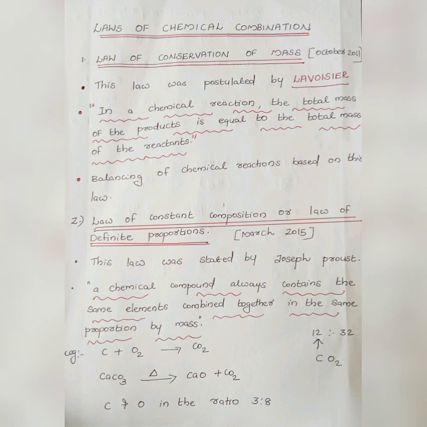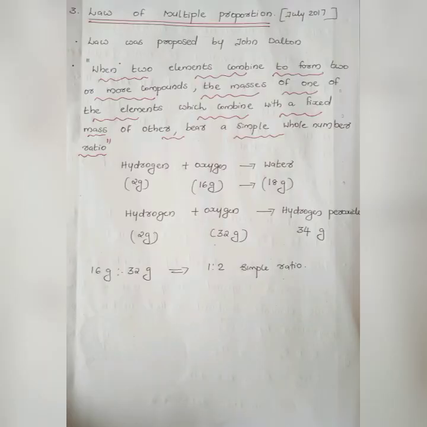A chemical compound, for example, carbon dioxide, always contains the same elements. In the case of carbon dioxide, it always contains carbon and oxygen, and they will be in the ratio 3:8. Okay. Third law is law of multiple proportion.